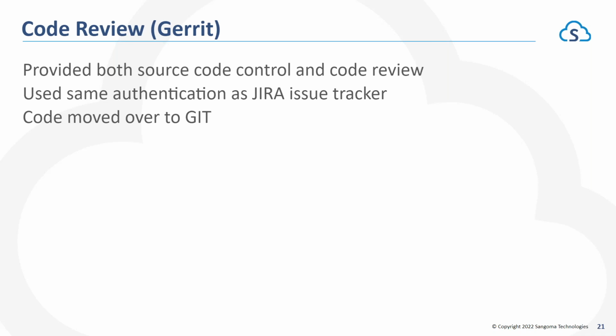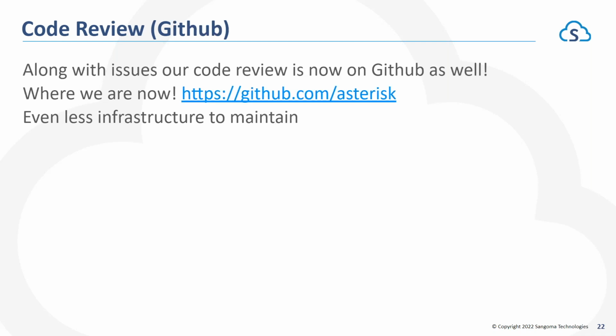And as part of this move, we also moved over to Git. So you could do your reviews within Gerrit. Everything's good, merge in there, easy. And now we use GitHub for that. So along with issues, our code review is now on GitHub as well. And this means even less infrastructure to maintain. And I didn't mention it in this presentation, but our continuous integration has also been moved to GitHub, of course, using GitHub Actions. So even less infrastructure to maintain, which is great for the Asterisk team.